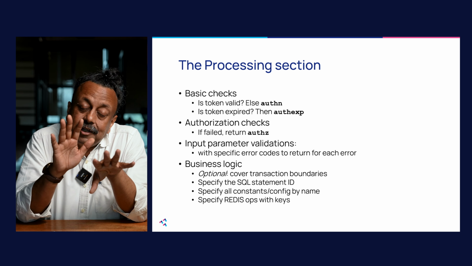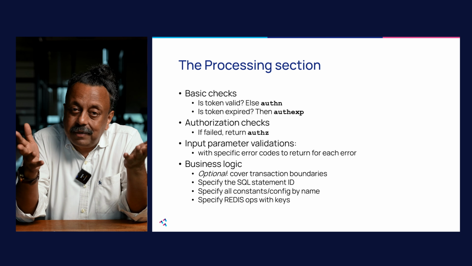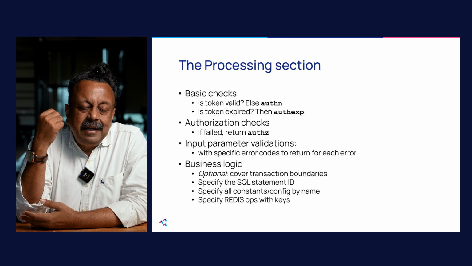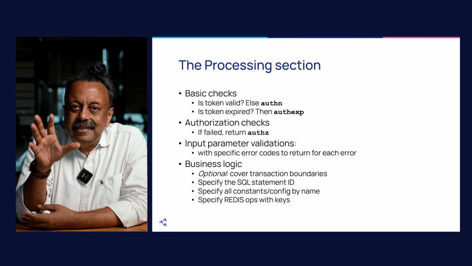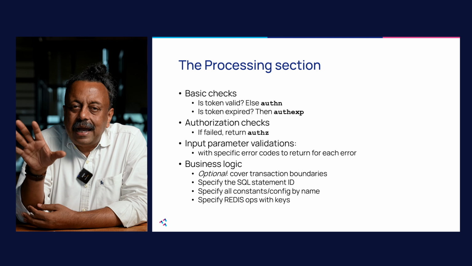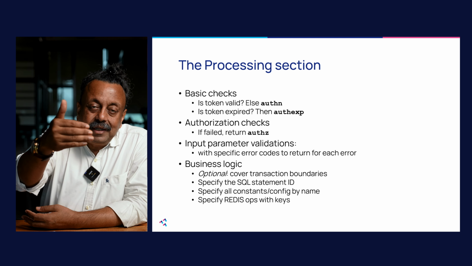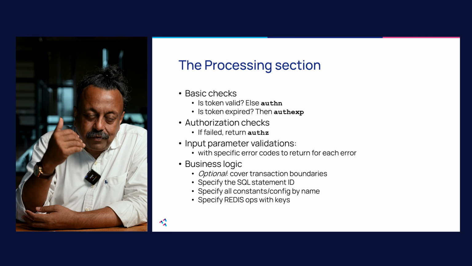Next check is the token may be valid in structural sense, in the signature sense, but it may have expired. So if that is the case, then it's not that the caller is an out and out fraud, it just is that he needs to get a new access token. So his token has expired. So we will then return the error code auth exp for expired.